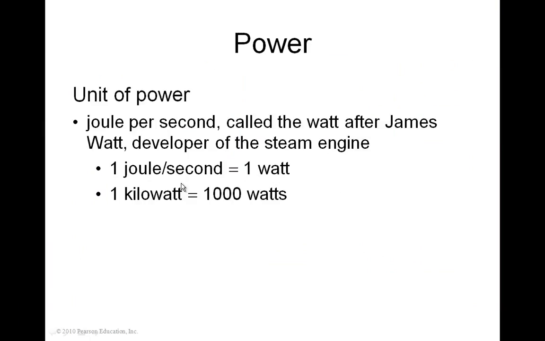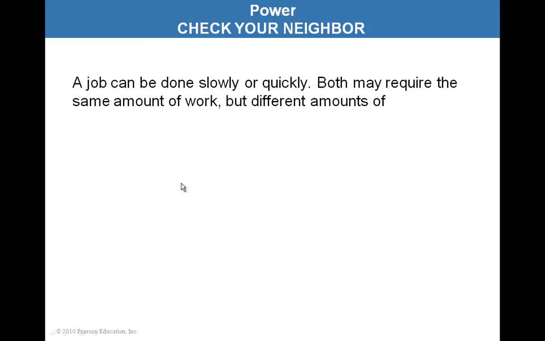Now the unit of power is a joule per second, and we said that was called a watt, and it's named after someone named James Watt, who was the developer of the steam engine. So 1 joule per second is 1 watt. We also talk about a kilowatt, which is 1,000 watts.